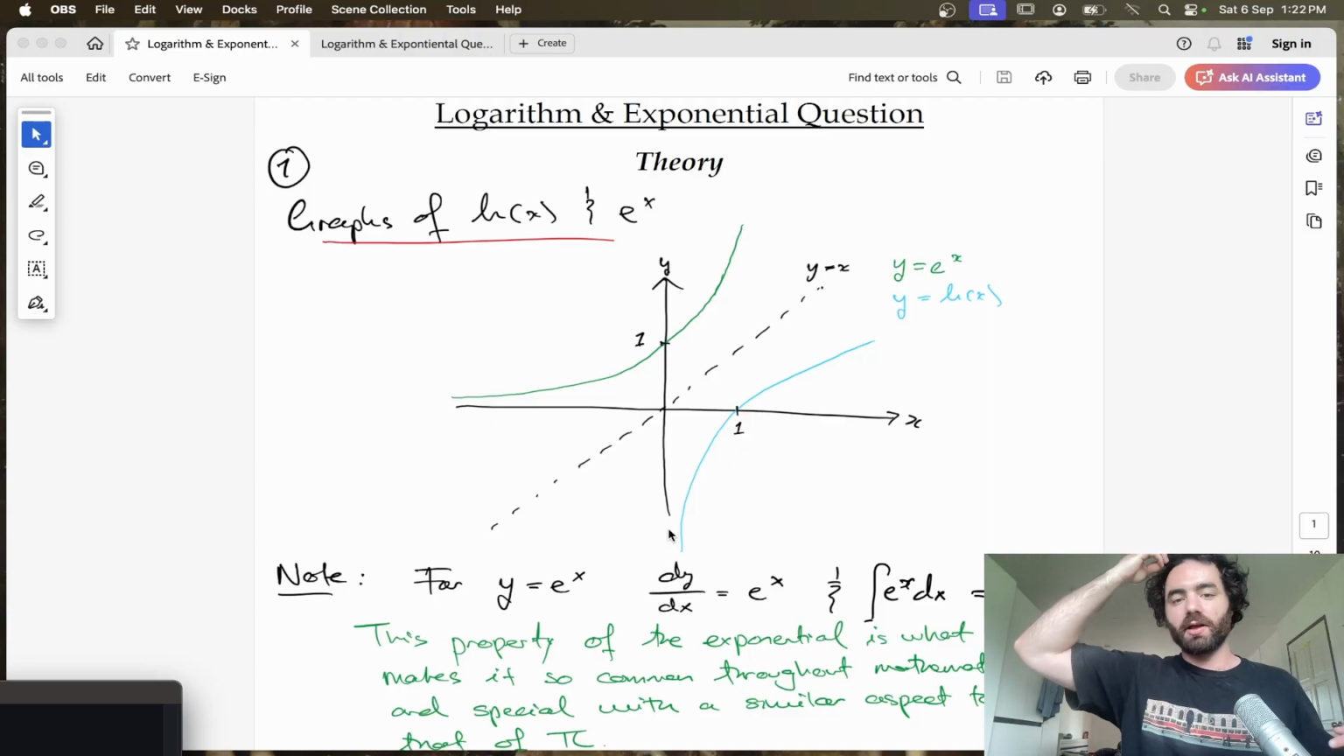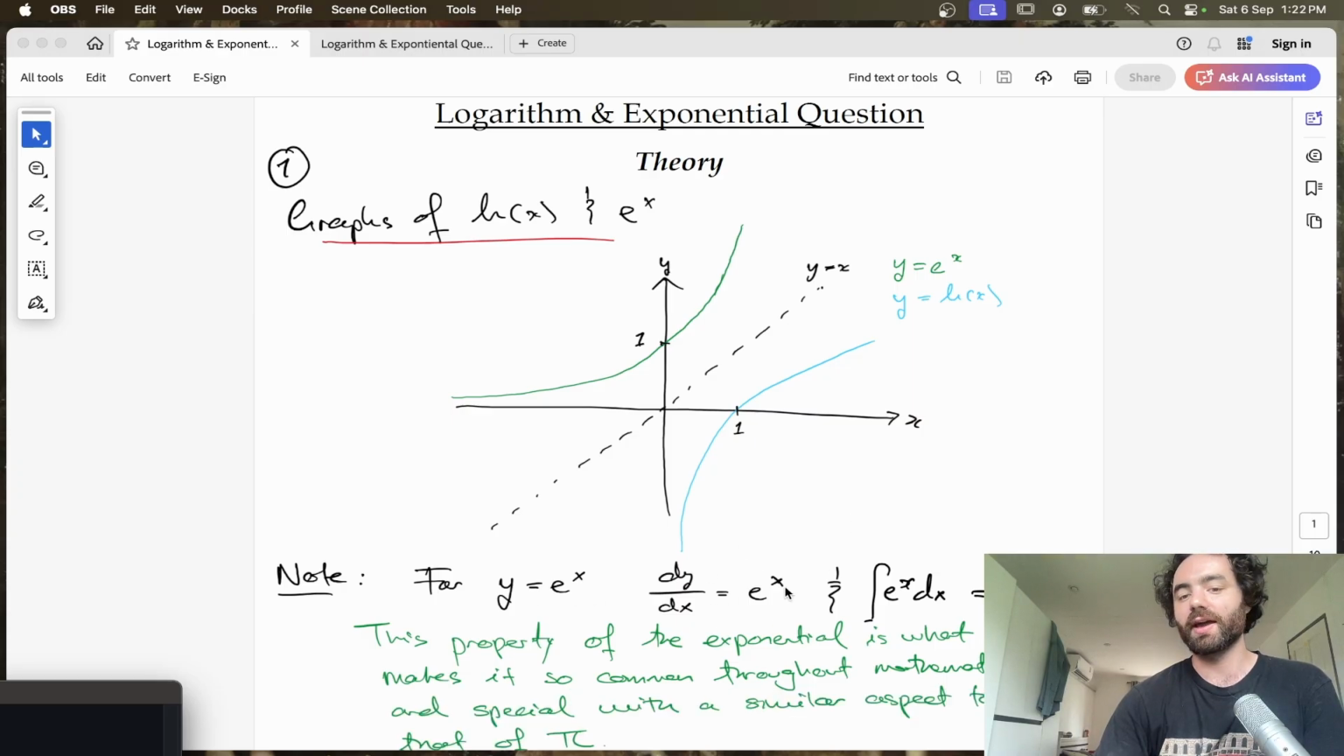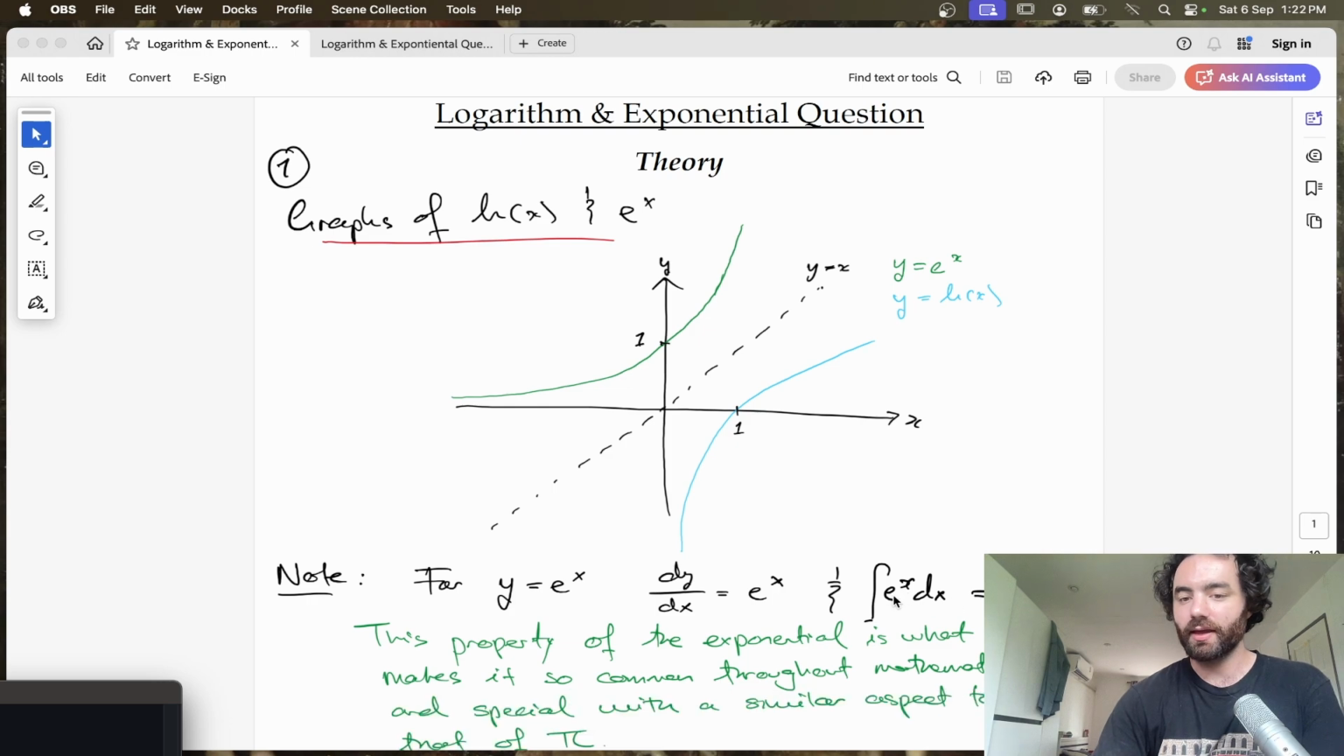If you take the derivative of this exponential, e to the x, then you get e to the x. And also if you integrate e to the x, you get e to the x. That's a very peculiar thing and only happens with this function. That's why it turns up all the time.